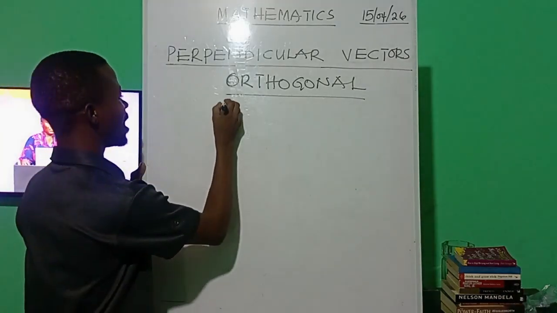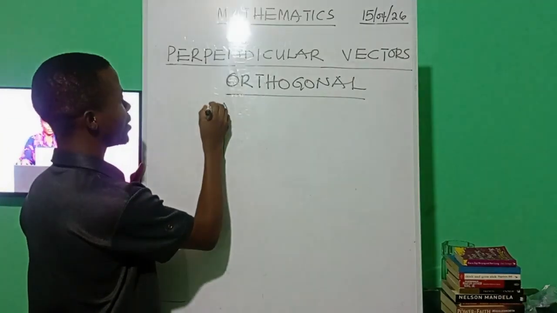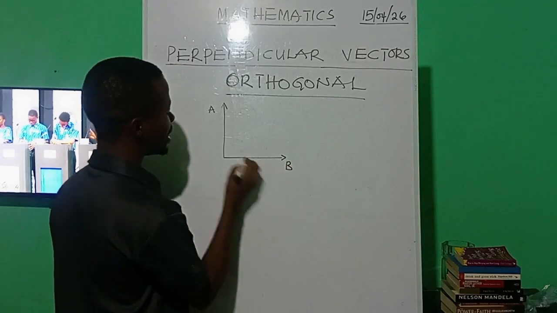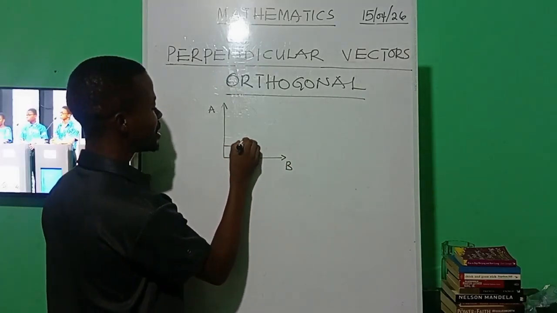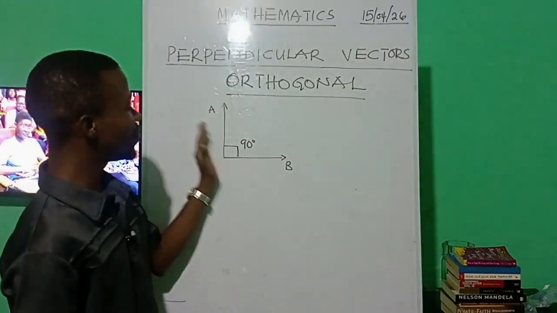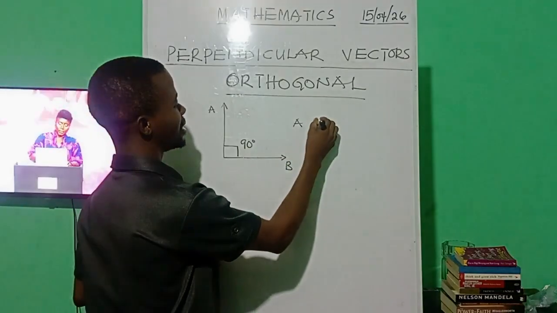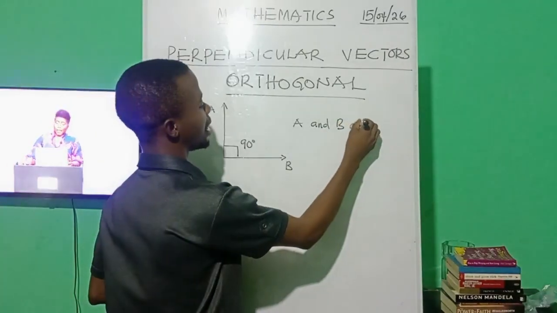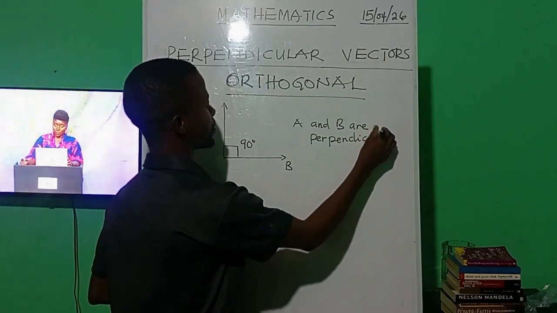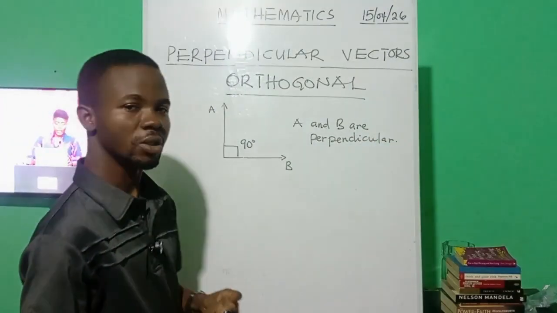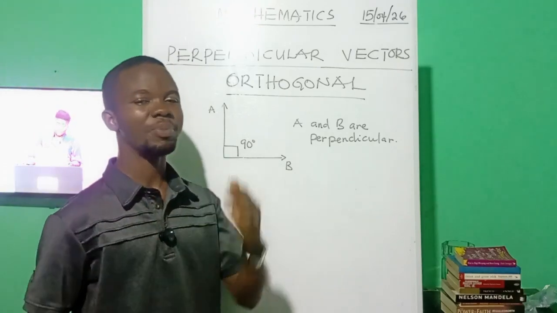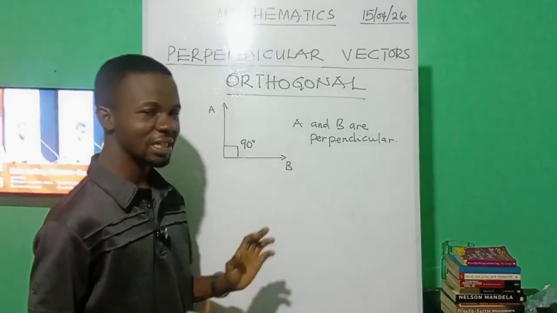So, if I have a vector A and I have another vector B, and they are meeting at 90 degrees, which is a right angle, it means these two vectors A and B are what? Perpendicular. Two or more vectors are perpendicular if they meet at 90 degrees.